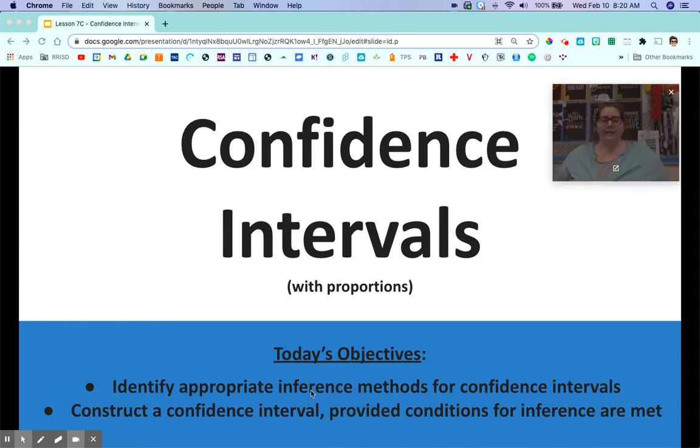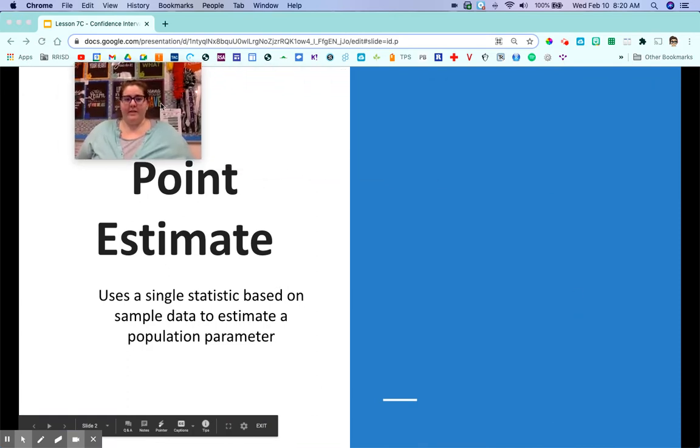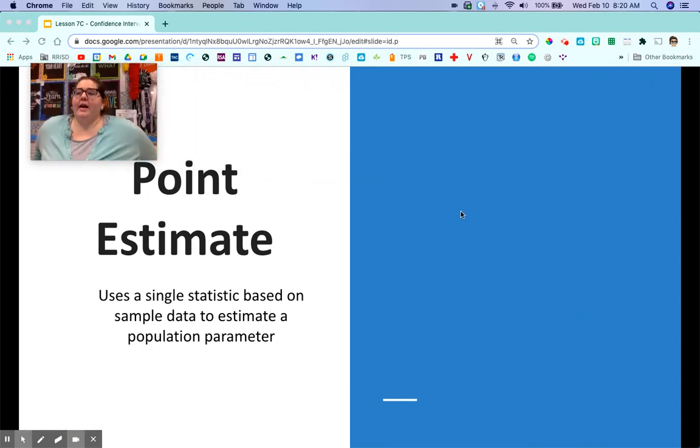So let's get started. By the way, that word inference is the part of the year that we are heading into. It's pretty much going to take up the rest of the year. The word inference basically means we are taking something that's true for a sample and using that to infer or estimate what's true about a population.